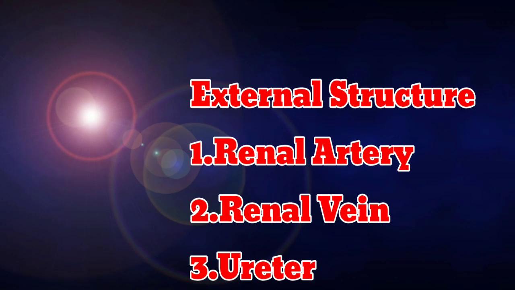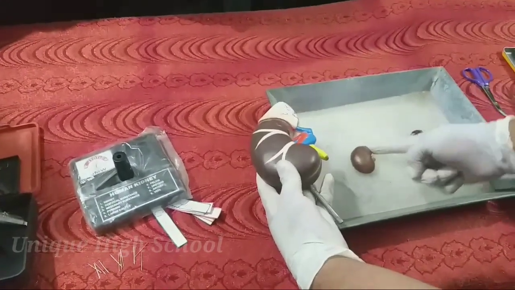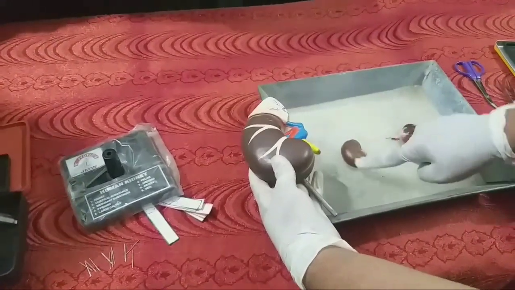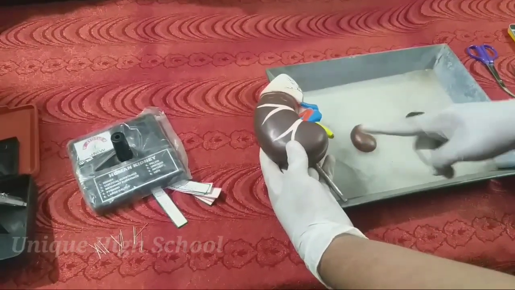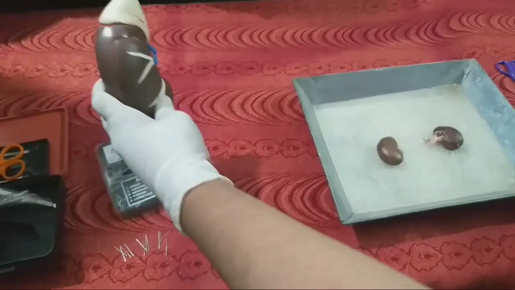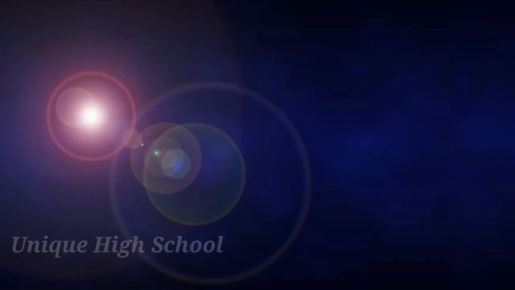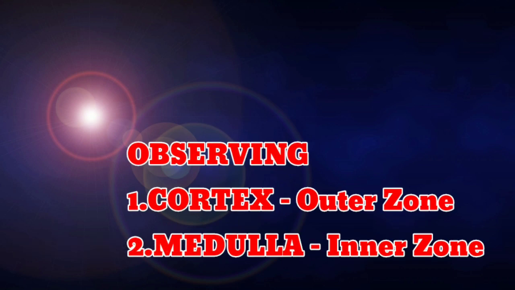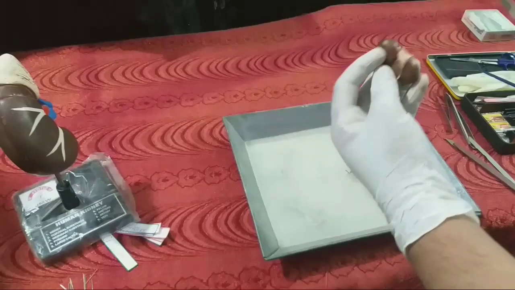External structure. This one is the upper portion and this is the bottom portion. This is the ureter, renal artery and renal vein. Observing the outer and inner zone. Let's do it.